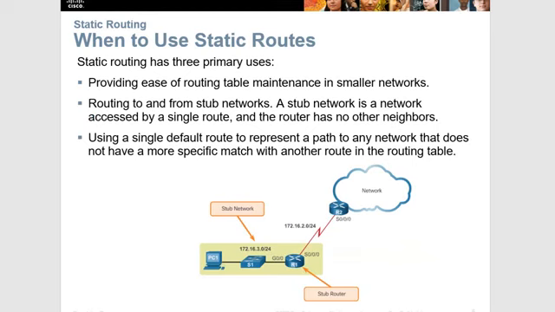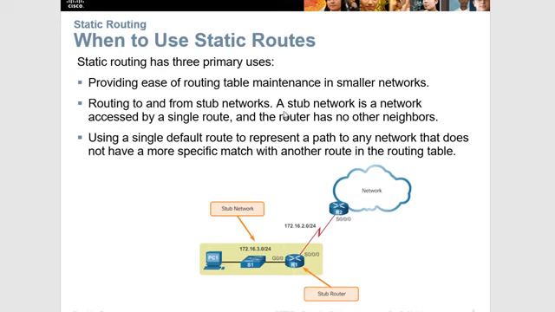So when to use static routing? You've got a couple bullet points here, providing ease of routing table maintenance in smaller networks. You really wouldn't go through the trouble of setting up a dynamic routing protocol in a situation like this. You've only got one network behind your router, so setting up a static route off the network and a static route from R2 to the network is going to make sense.